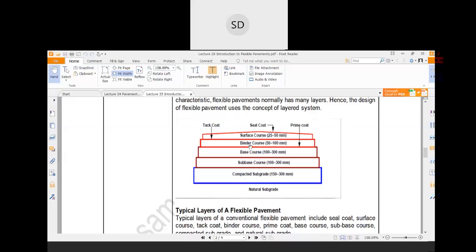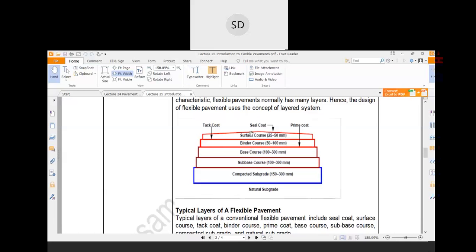Okay, and between this binder course and surface course there would be a small layer of only bituminous material, and that portion is called tack coat. Okay, then beneath this there would be a binder course. So generally the binder course would be small size aggregate with the bituminous material.